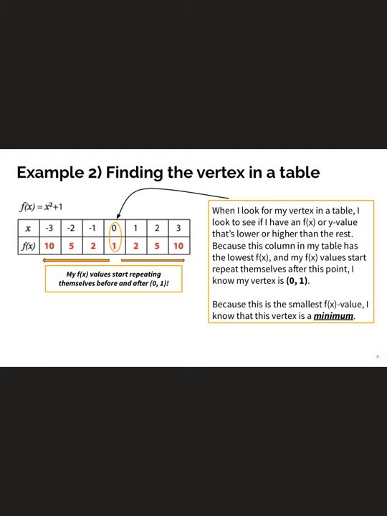Another thing that signals to me that this is going to be my lowest value is that I notice these y values, these f of x values, actually start repeating or bouncing back before and after this value of 1, right? So it went from 10, 5, 2, 1, and then 2, 5, 10 after 1. And that makes sense, because it should mimic the shape of this graph, right? Because we're a parabola, we're a U, so we know that at that minimum point, we're going to bounce back, okay? So because this is my lowest y value, I know that this is going to be a minimum as well.